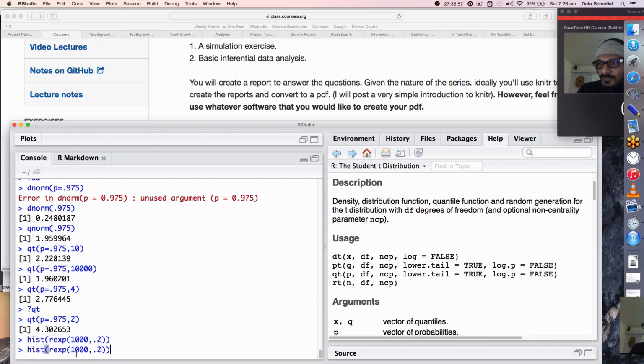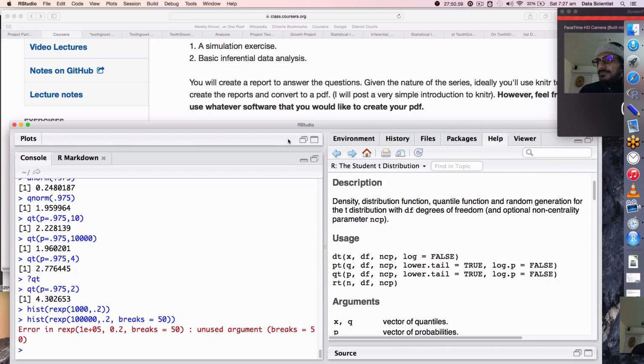So if I was to have larger data, all right, and then I say breaks equal to 50, I'd get a neater curve.